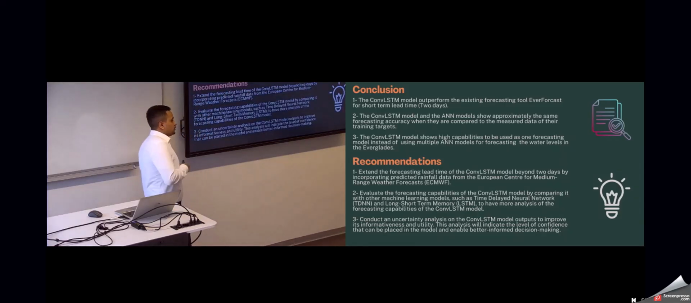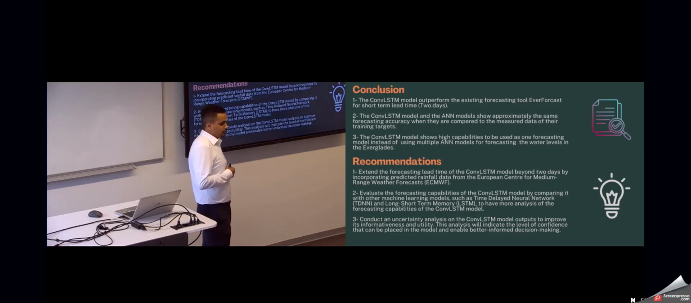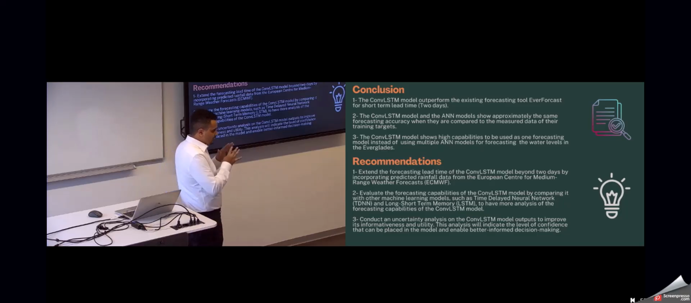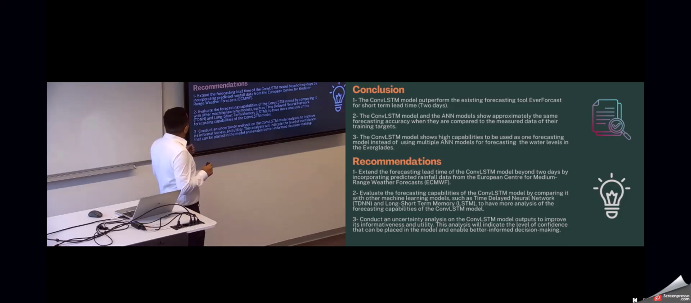So finally we go to the conclusion. The ConvLSTM model in this research shows a good performance, better than the EverForecast tool in the Everglades for short-term lead time, which is 2 days. The second conclusion is that the ConvLSTM model and the ANN model have the same forecasting accuracy when compared to their training targets. Here we also see the ConvLSTM model shows high capability to be used as one forecasting model instead of using multiple ANN models.